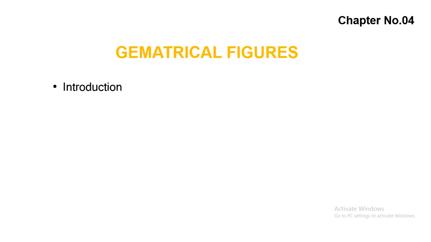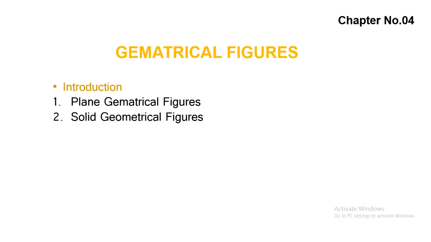Engineering requires a variety of figures. Basically these figures can be divided into two parts. Number one is plane geometrical figures. Number two is solid geometrical figures or shapes. Plane geometrical figures have two dimensions, such as length and width and height, etc. Plane geometrical shapes include points, lines, angles, triangles, squares, polygons, and circles, etc.